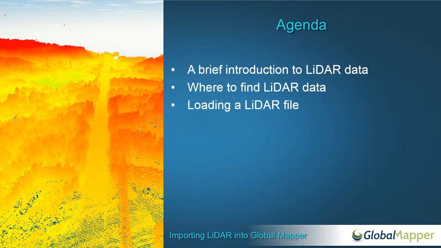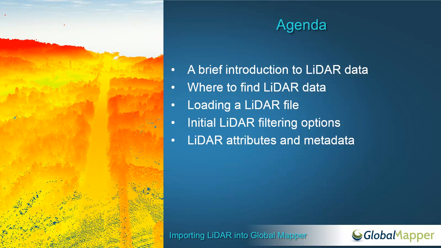The process of loading is obviously important. It's a very simple process in Global Mapper. How do we get that data into the application? And we'll show you a couple of variations on that theme. As part of that process, we will introduce a number of initial filtering options that are available. You can remove certain types of data. You can limit the extent of the loaded data to a specific geographic area if that's your choice. So we'll talk about some of those initial filtering options.